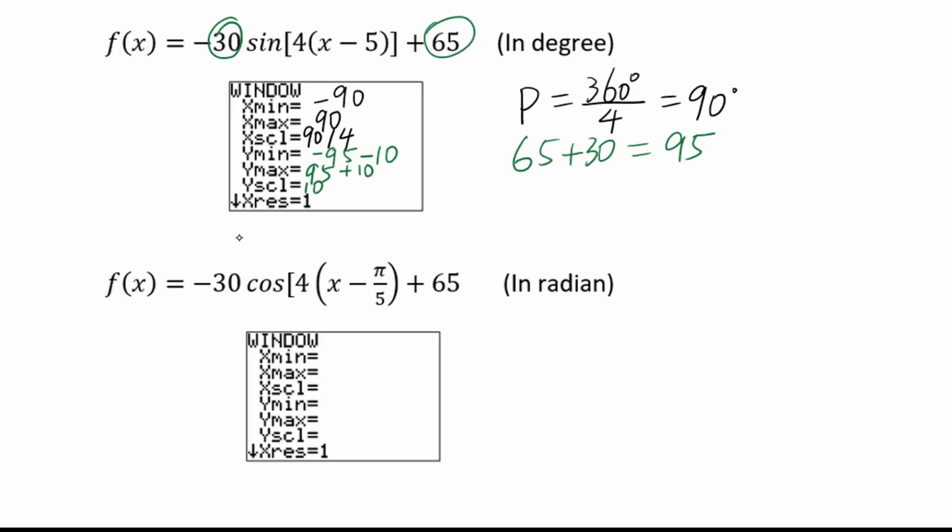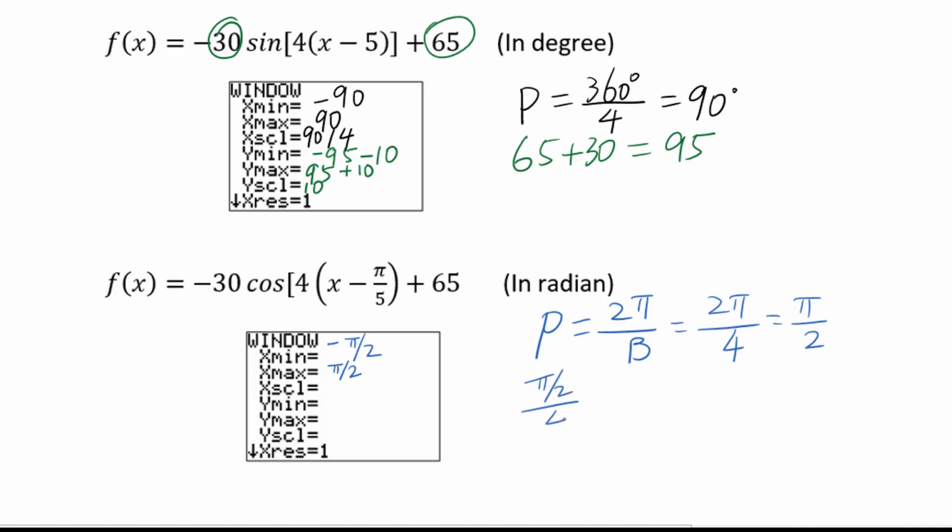If my sine or cosine function is in radian, then the period equals 2 pi over b, which means 2 pi over 4. That is pi over 2. So for x minimum, you will put negative pi over 2. Maximum will be pi over 2. Scale will be pi over 2, then divided by 4. That is pi over 8.